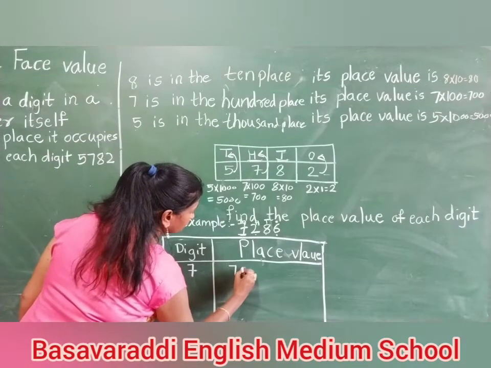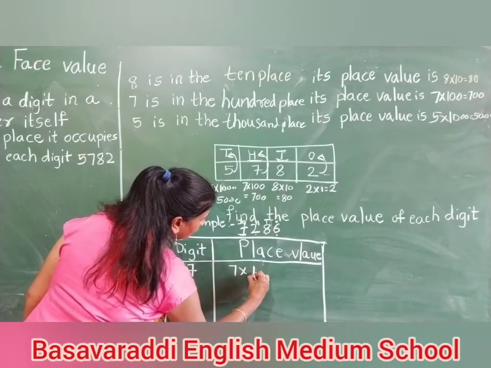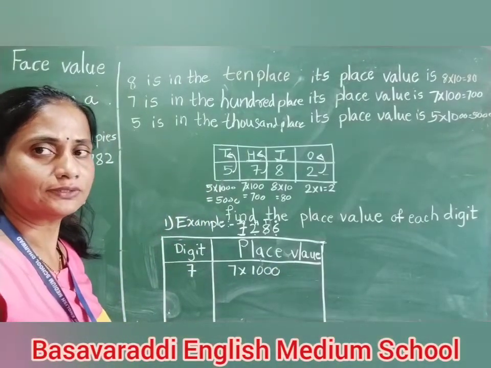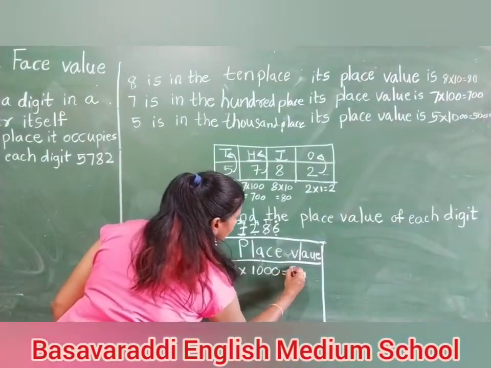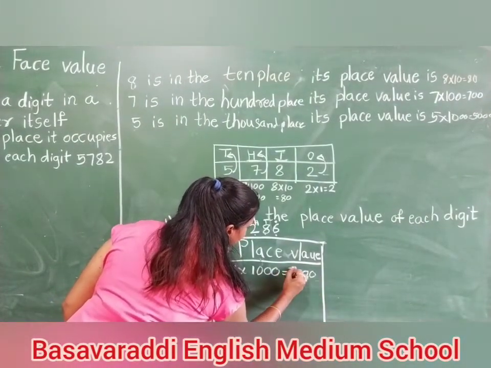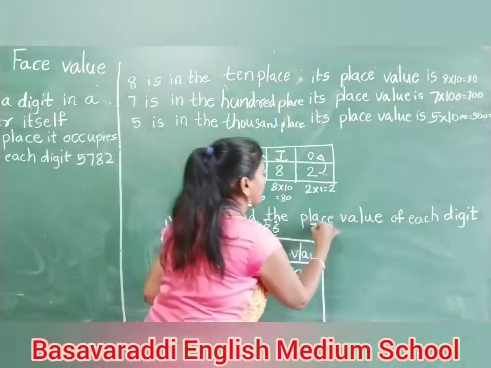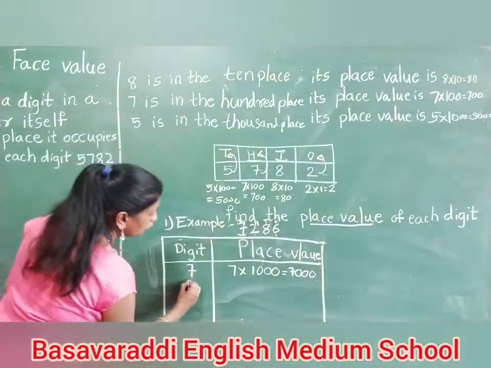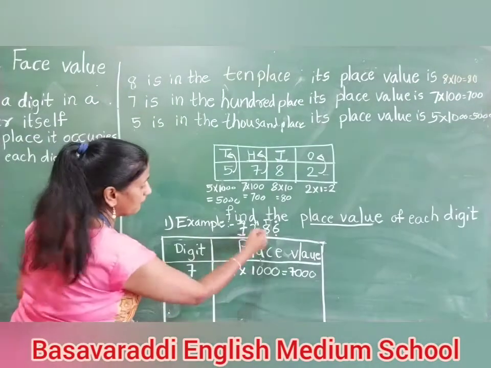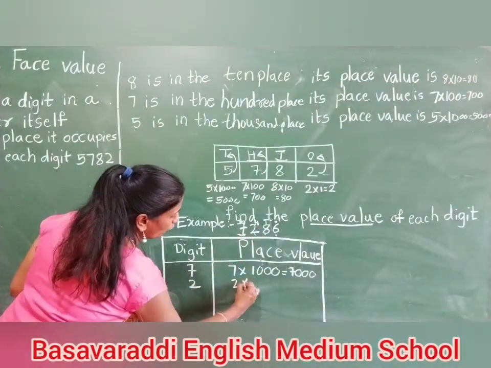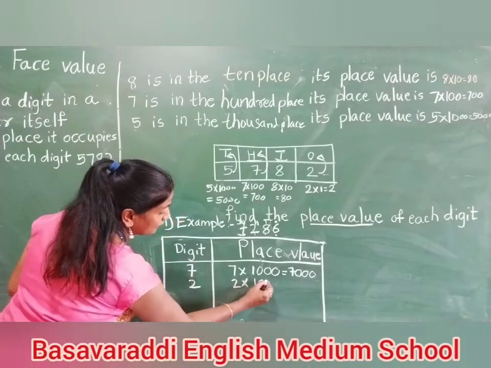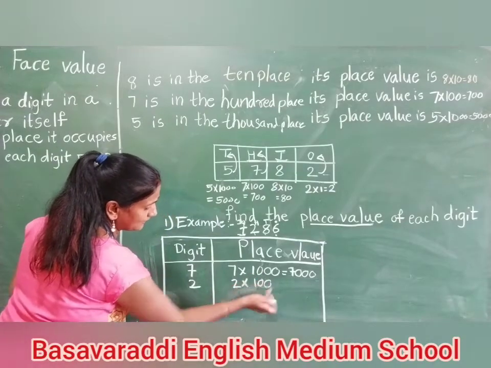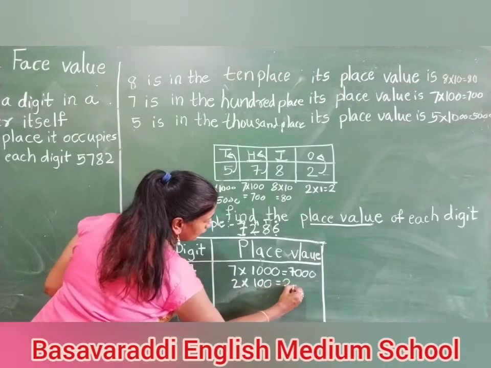1000 means 3 zeros. 7 into 1000 is equal to 7000. What are we finding? We are finding the place value. So 7 is over, now 2. Which place is 2 in? 2 is in the 100 place. 2 into 100, that is 2 zeros, so 200.